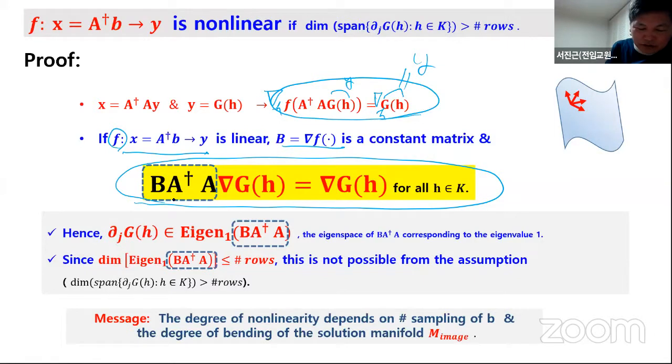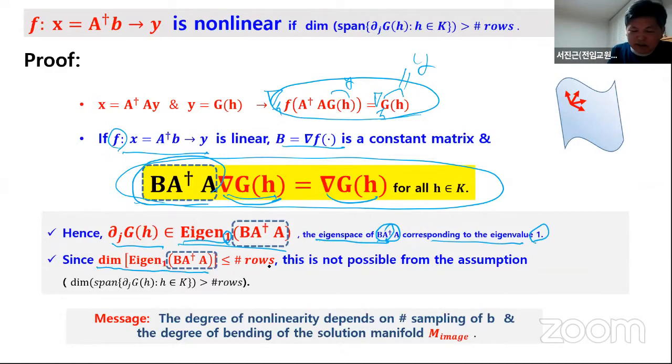Look at that. This is a kind of tangent vector of this manifold. The tangent vectors lie in the eigenspace of this corresponding to eigenvalue 1. So all tangent vectors lie in this eigenspace. Since the dimension of this eigenspace is less than the number of rows, this contradicts the assumption. That's the reason: because I assumed that this is linear, you have the contradiction.